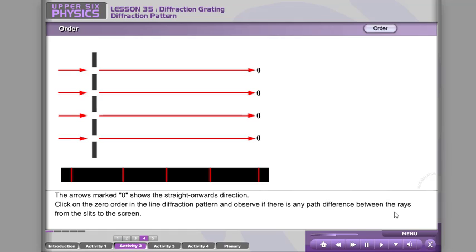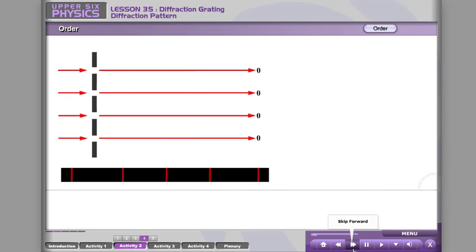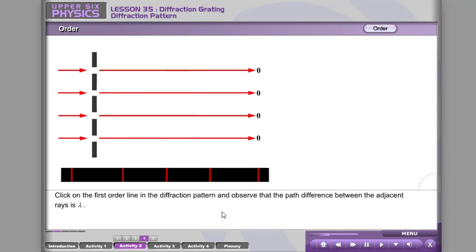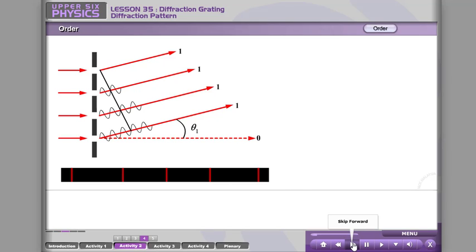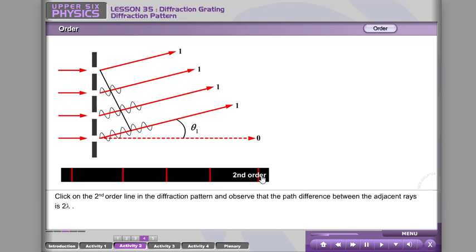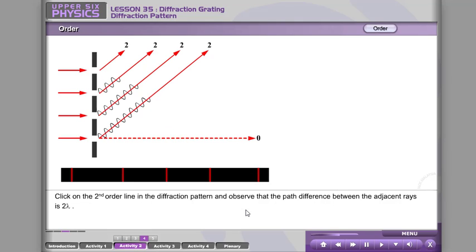Click on the 0 order in the line diffraction pattern and observe if there is any path difference between the rays from the slits to the screen. Click on the first order line in the diffraction pattern and observe that the path difference between the adjacent rays is λ. Click on the second order line and observe that the path difference between the adjacent rays is 2λ.